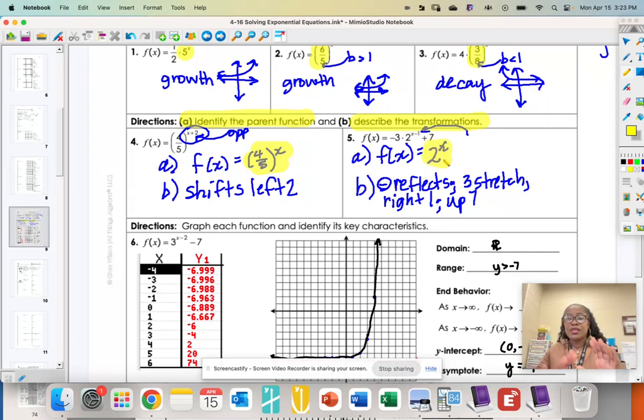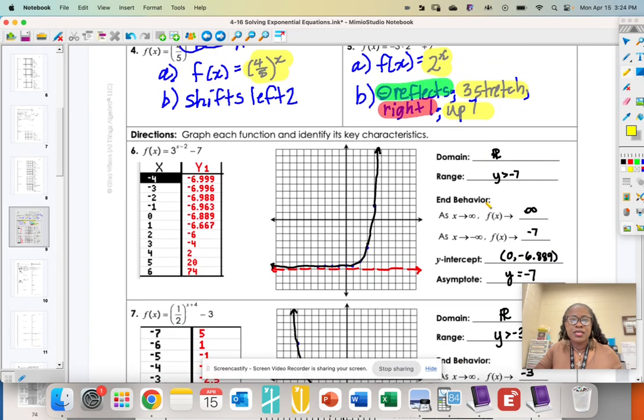For number 5, the parent function is just the f of x equals 2 to the power of x. Now, what's attached to that? Well, I see a lot of stuff going on. I see a negative sign. That tells me I have a reflection. I see next a 3. Well, that 3 tells me that I've got a stretch. Then I see minus 1. Remember, that's the opposite sign. That means I'm going to the right one. Then I see up 7, because that plus 7 at the end tells me I'm going up 7.